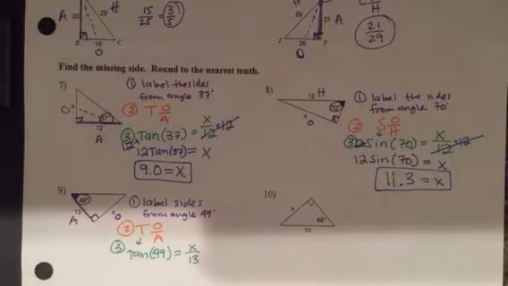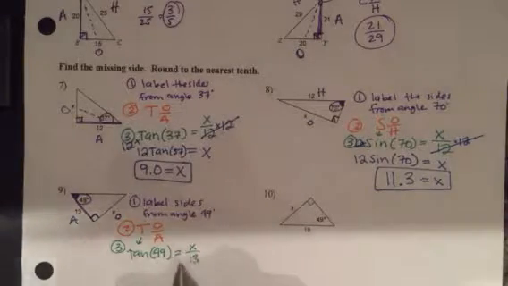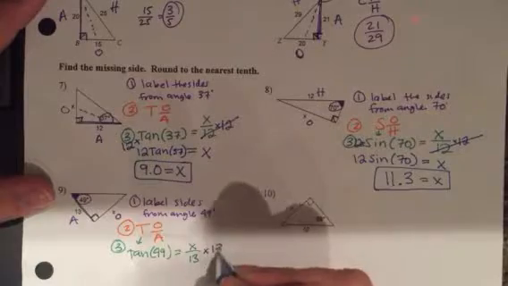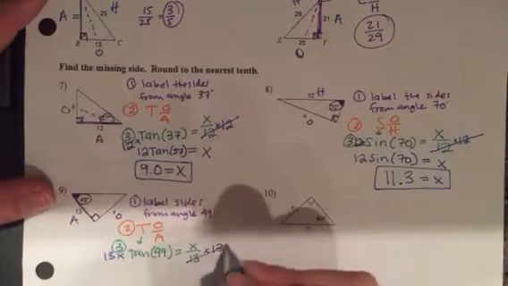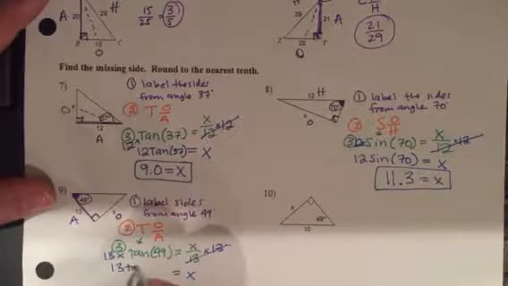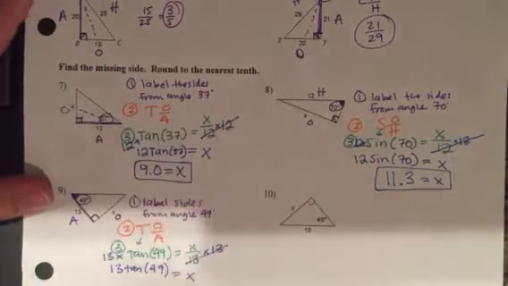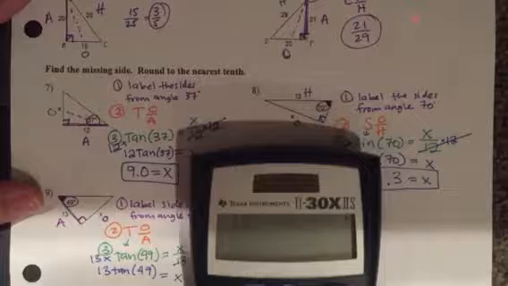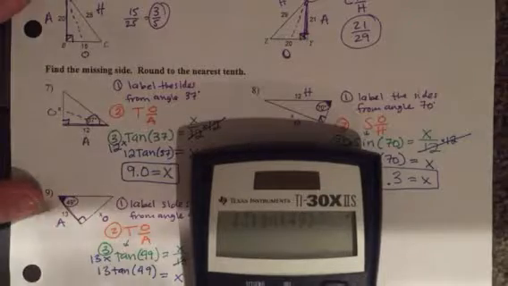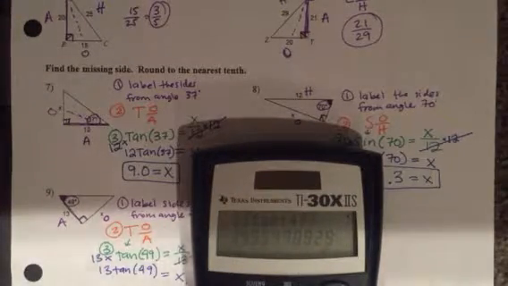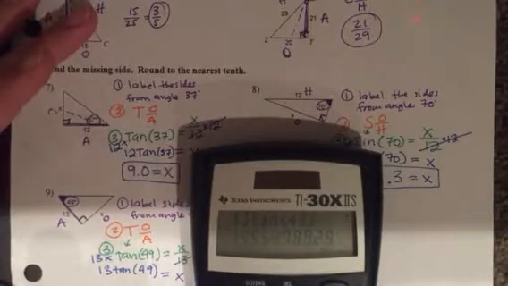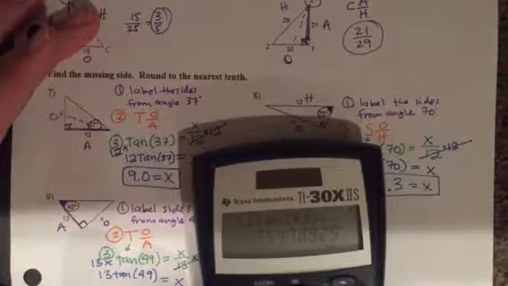Now, I don't want to have the 13 in the denominator, so I need to get rid of it so that x is all by itself, times both sides by 13, and we get x is all alone, 13 tangent of 49. And let's see what that equals. 13 tangent of 49 equals 14.95. This 5 is going to round that 9 up, which will round the 14 to a 15.0.